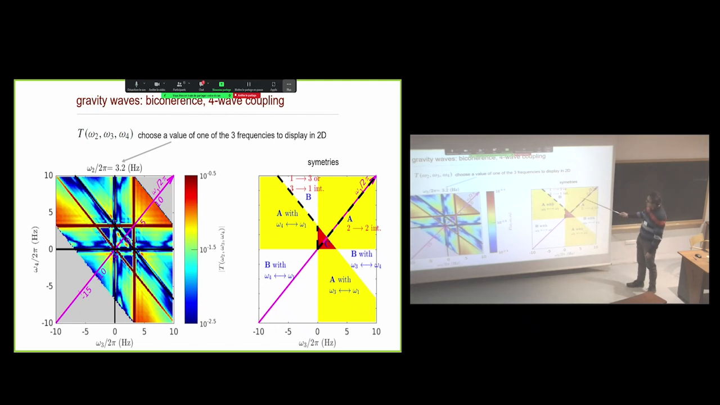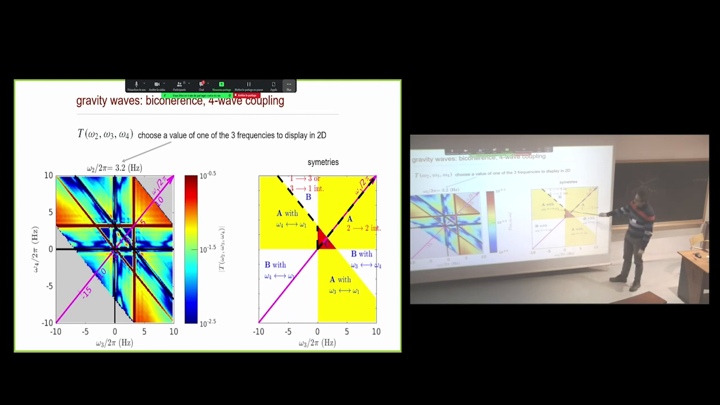So there are yellow areas here. These yellow areas correspond to cases where there are 2 frequencies that have the same sign. Let's say in this one all the frequencies are positive, and this corresponds to the 2-2 interactions that Miguel told about, that we can picture as having 2 incoming waves and 2 outgoing waves. Okay, 1, 2, 3, 4.